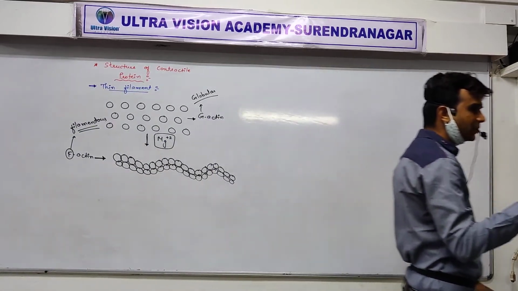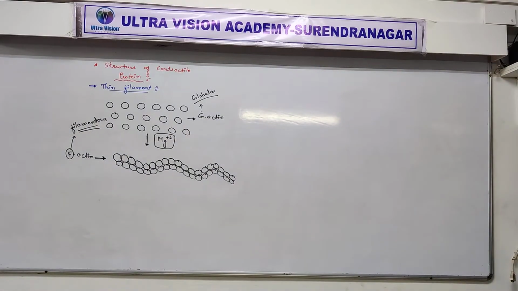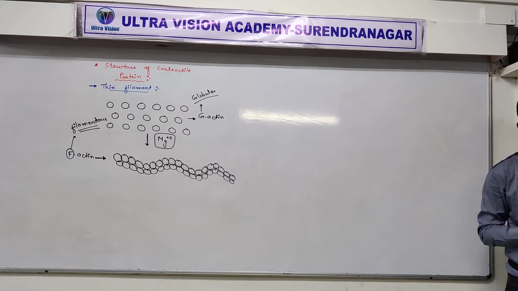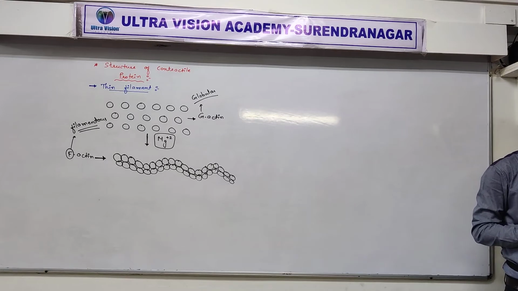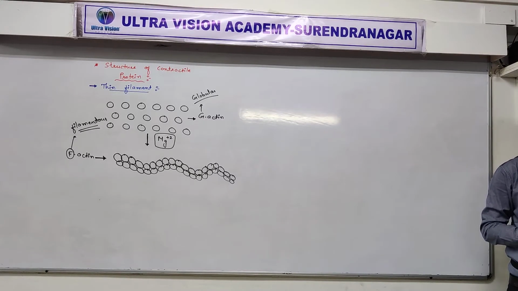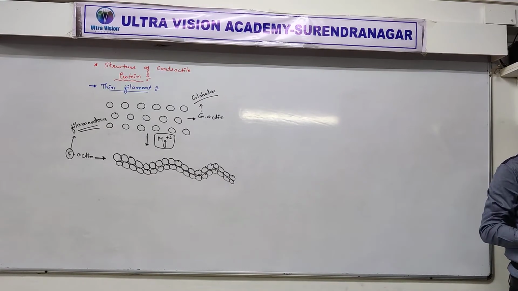At the time of the formation of the muscle, generally in our body, I am talking about in the embryonic state, first of all G-actin was there, and then G-actin is properly arranged spirally and forms the filament-like structure, and that is known as F-actin.